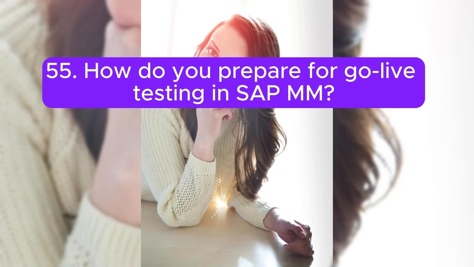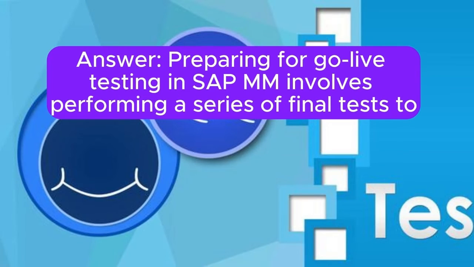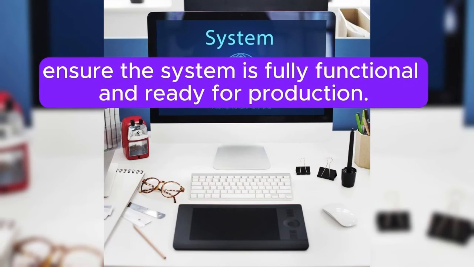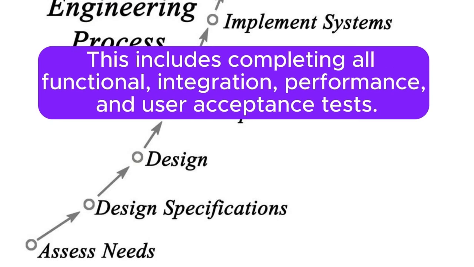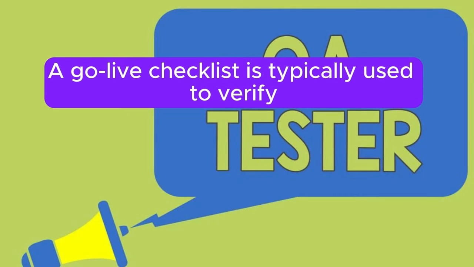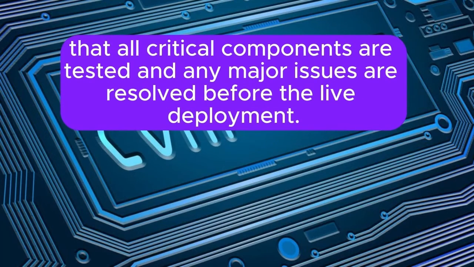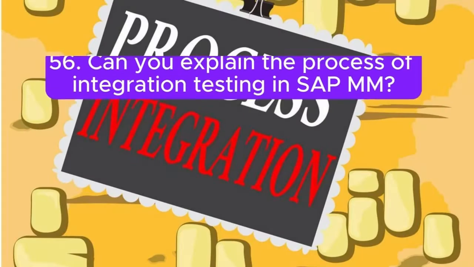55. How do you prepare for go-live testing in SAP MM? Answer. Preparing for go-live testing in SAP MM involves performing a series of final tests to ensure the system is fully functional and ready for production. This includes completing all functional, integration, performance, and user acceptance tests. A go-live checklist is typically used to verify that all critical components are tested and any major issues are resolved before the live deployment.